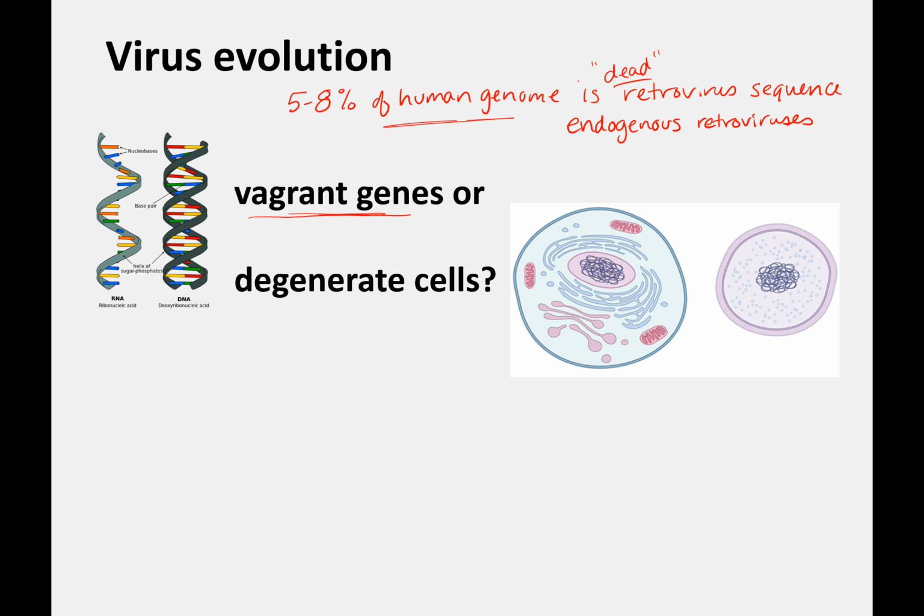The second idea is that they're really degenerate cells, so that they were once cells that lost their ability to reproduce on their own. And they just kept the genetic information and became this virus. So kind of like degenerating from a full cell just to genetic material in a protein coat. We really don't know where the first virus came from.